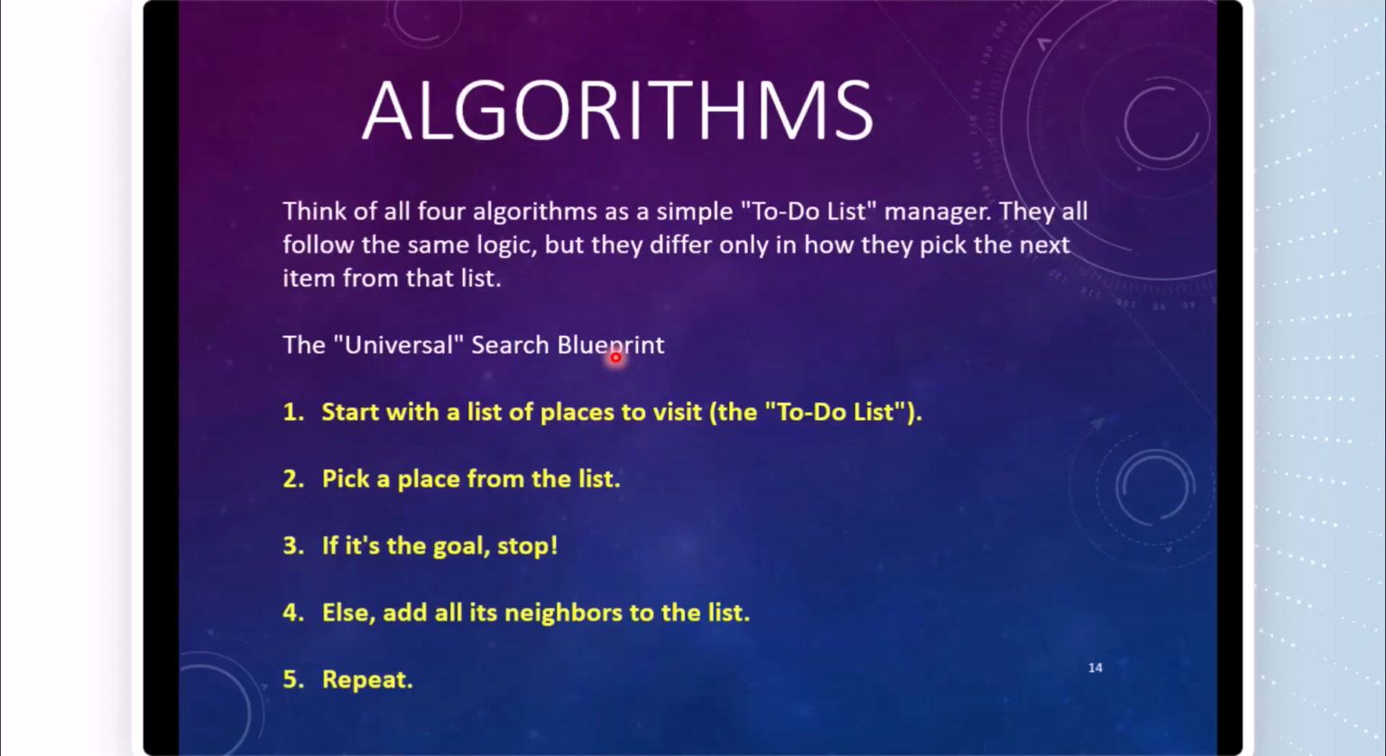So now let's look at the algorithms. For the 4 algorithms, think of them as a to-do list manager. They all follow the same logic, but they differ only in how they pick the next item from the list. So the general blueprint is, number one, start with a list of places to visit, which is the to-do list. Then number two, pick a place from the list, right? If it's the goal, stop. Else, add its neighbors to the list and then repeat.